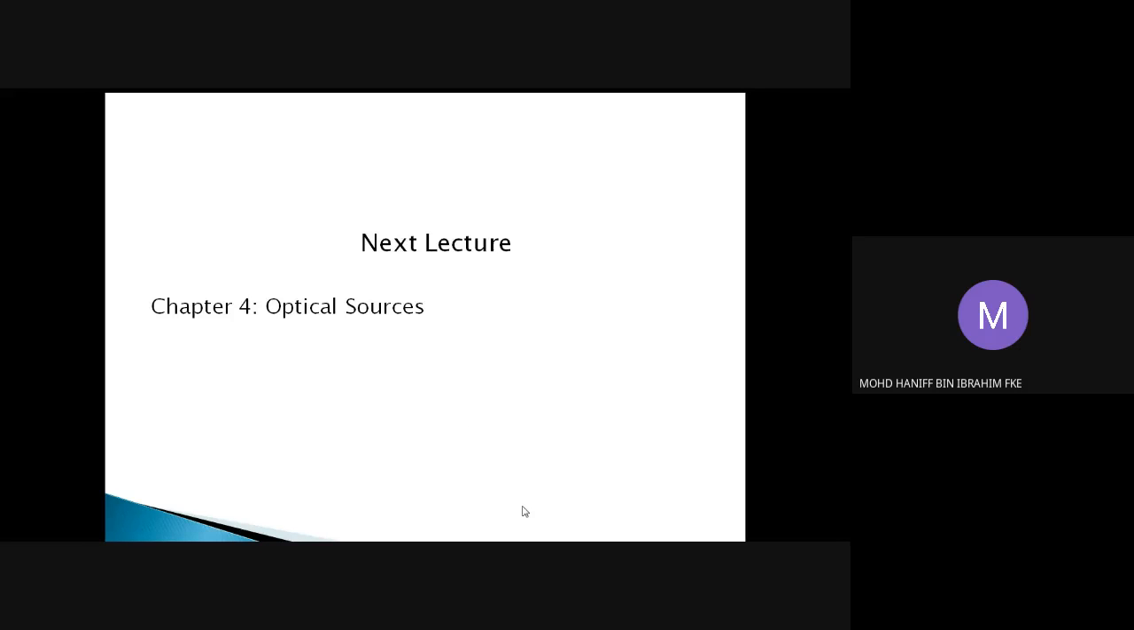Next week onward, we're going to cover one component of the optical system, which is the optical sources.